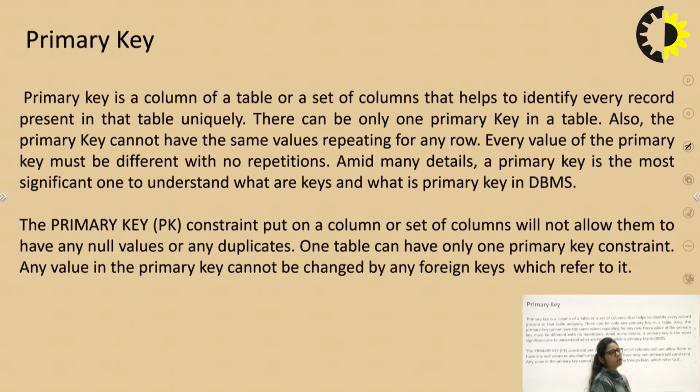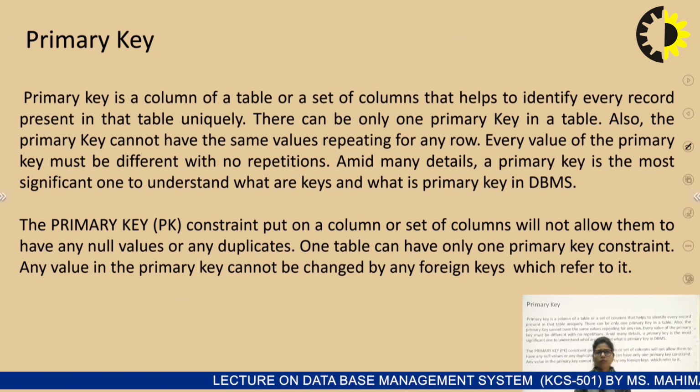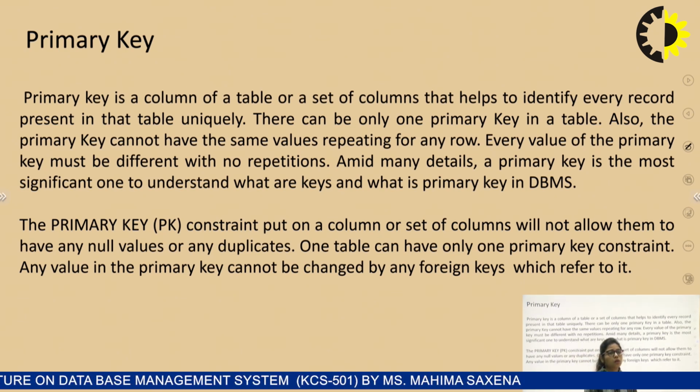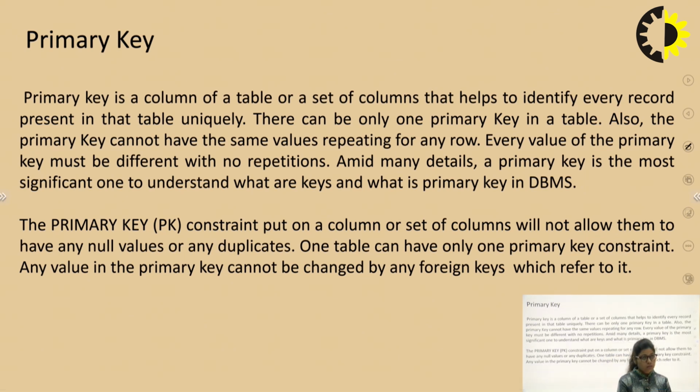A primary key is a column of a table, or a set of columns, that helps to identify every record present in that table uniquely. There can be only one primary key in a table. Also, the primary key cannot have the same value repeating for any row. Every value of the primary key must be different, with no repetitions.